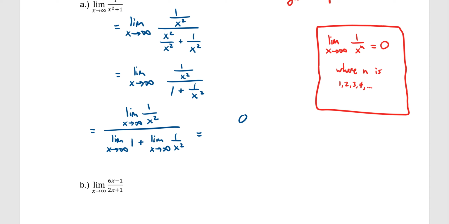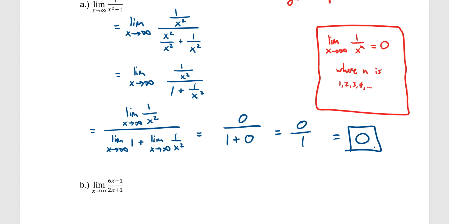The 1 in the numerator equals 0. So as x goes to infinity, 1 over x squared is going to 0, and that is based off of what I wrote down right here. And then the other one, the limit of 1 is a constant, so it's 1, plus the limit of 1 over x squared as x goes to infinity is 0. So this is equal to 0 over 1. So this whole entire limit is equal to 0.